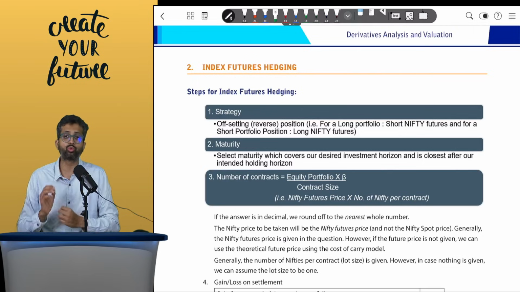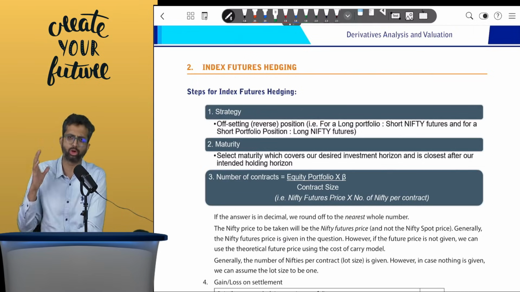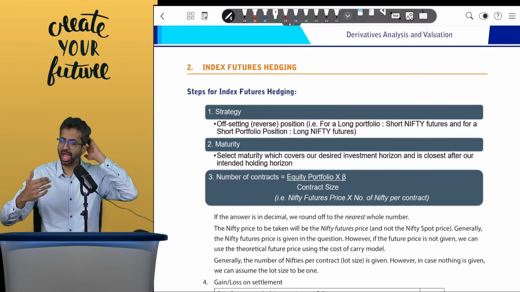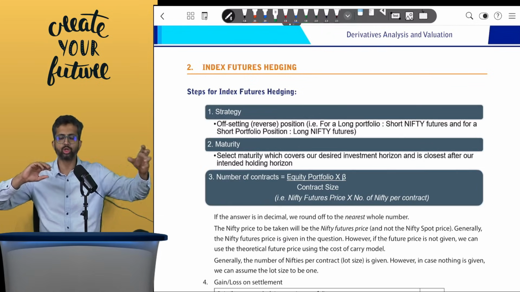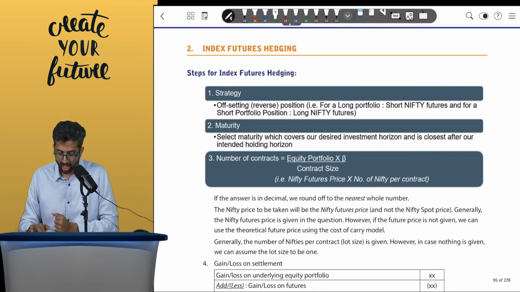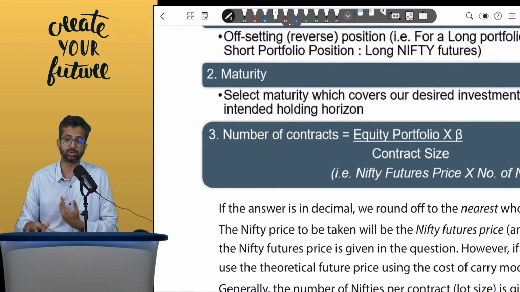And if you want to find the number, you will take the beta adjusted value, that is a portfolio value into the beta upon the contract size. Why? Well, because your stock and the index might not move in the same tandem. So you take the beta adjusted value. So your number of contracts will be the equity portfolio into the beta upon the contract size. That will give you the number of contracts.